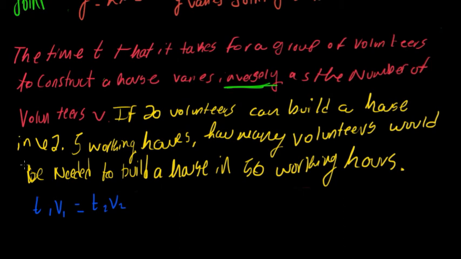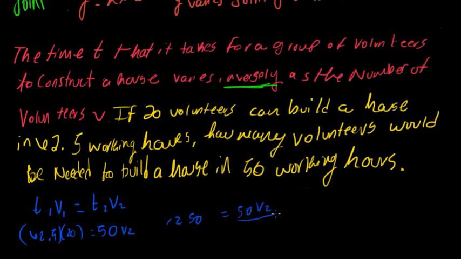So let's see, time 1 we said is 62.5 times the volunteers, which is 20, is equal to time 2. What do we say time 2 was? We want it in 50 hours times V2. So we're going to find what V2 is equal to. Let's simplify this. We get 62.5 times 20, which is 1,250. And that is equal to 50 V sub 2.